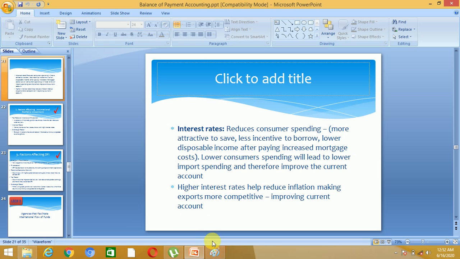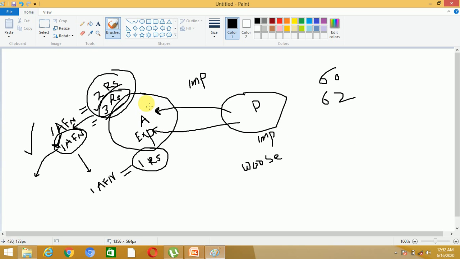Now see, take an example. Here in Afghanistan, there is an increase in interest rate. So now people will not spend money. They will try to save and they will try to invest. When they save, they will not spend money. So the demand in the markets of Afghanistan will come down. And when demand comes down, their imports will come down.